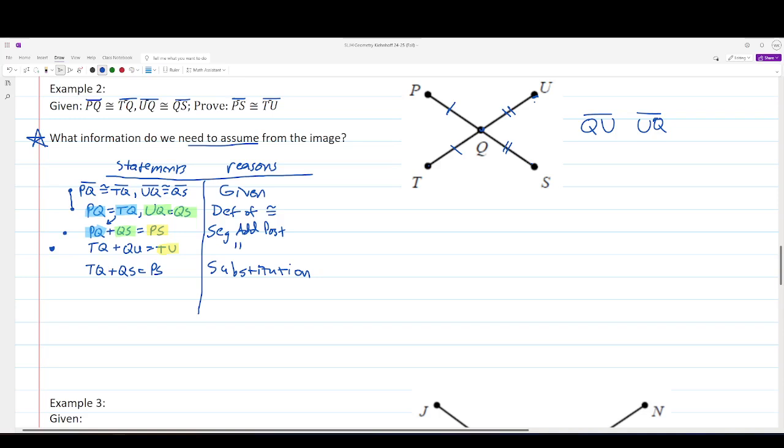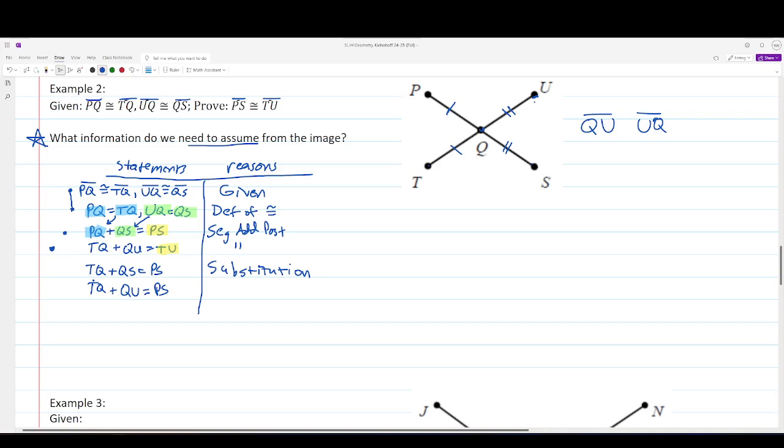Okay, so this is closer. The TQ here matches now, which is good, but the other part still doesn't. So now we're going to put UQ in. We're subbing it for QS using the green highlights. So that lets us then change what we just wrote into TQ plus UQ. I'll go ahead and write it as QU so that we can see that it's the same. TQ plus QU is equal to PS. So let's try to track our steps there.